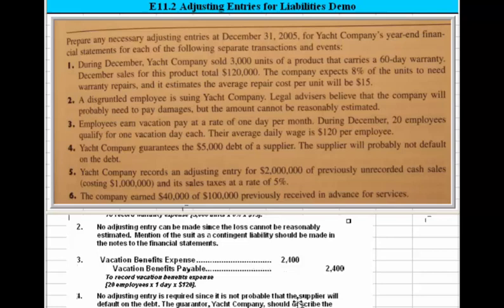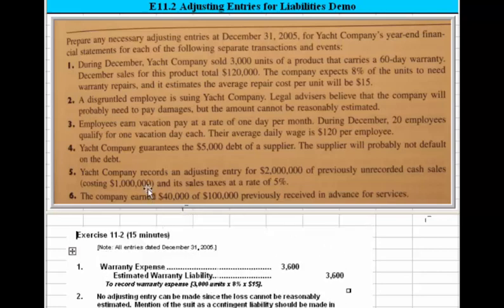Again, the whole purpose of this entry is essentially the matching principle to make sure we've stated the liabilities correctly and we've recorded the expenses that relate to the accounting period for which we're making adjusting entries. Okay, let's look at number 4.